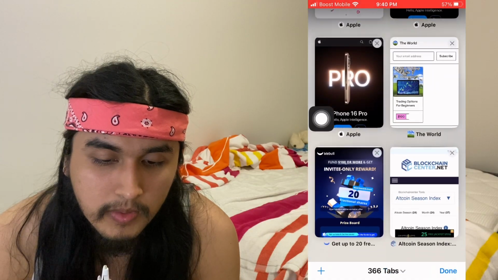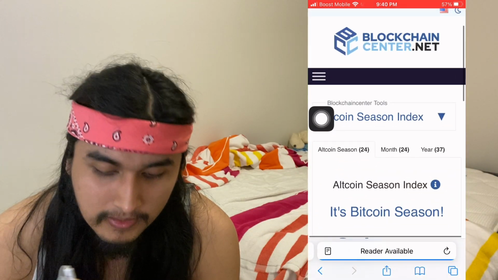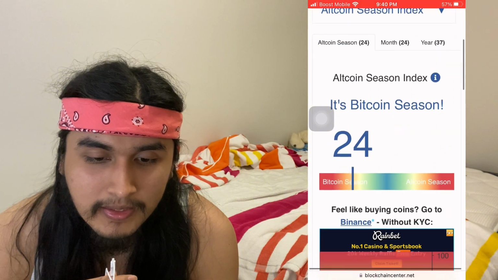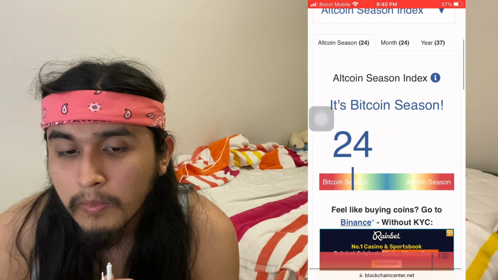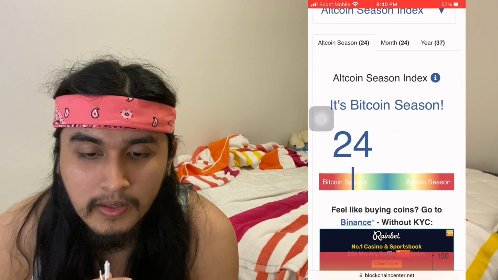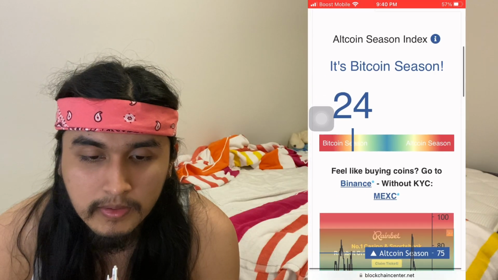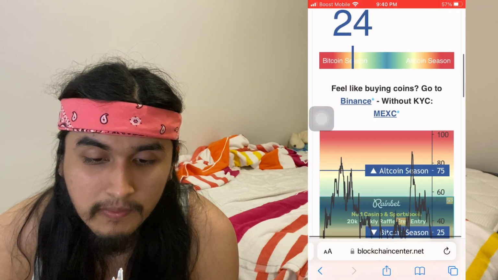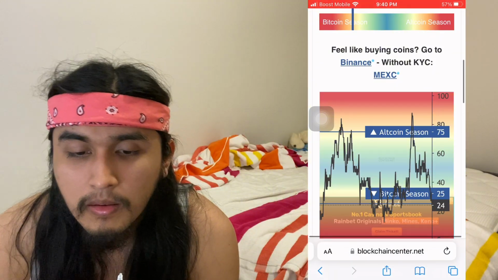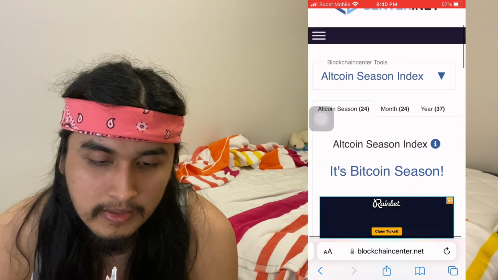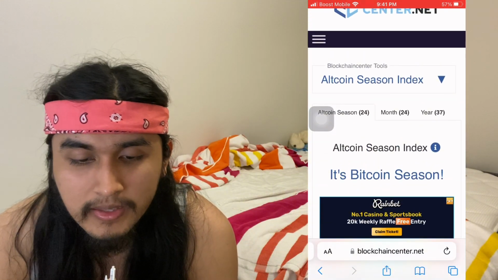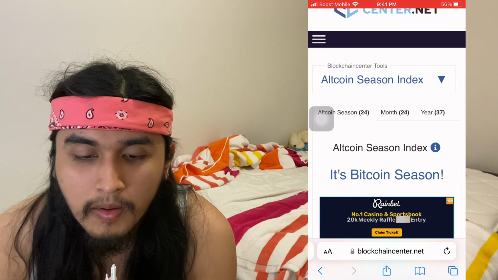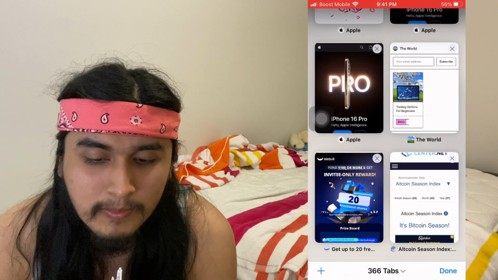And if you look at this altcoin index, right now it's saying it's Bitcoin season. We are not in an altcoin season yet because the number reads 24. Once we reach 75, that's when we'll be in an altcoin season. As of now, we are not in an altcoin season. So we'll just have to wait and see what happens.